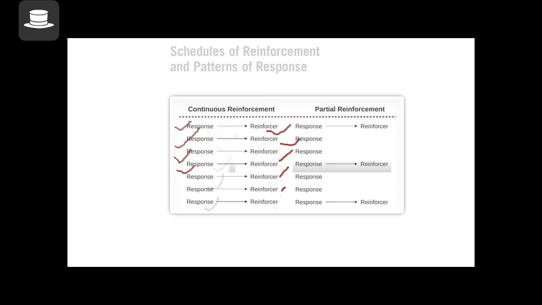The second type of a schedule of reinforcement is partial reinforcement. Partial reinforcement occurs when a designated response is reinforced only some of the time. For instance, the rat receives the food only some of the times, not every time it presses the lever.